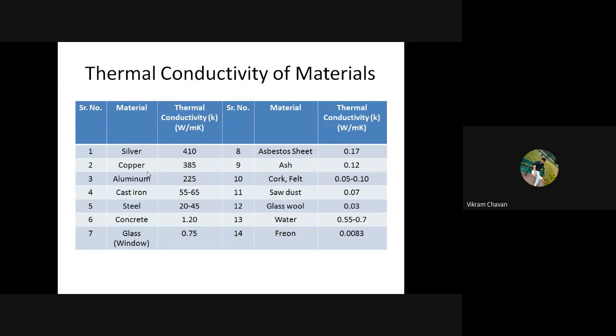Everyone understands what thermal conductivity is? It is the ability of a material to transfer heat, how fast that material transfers heat from one location to another. That is thermal conductivity. If the thermal conductivity is high, the material is called a good thermal conductor, and if the thermal conductivity is low, the material is called a good insulator.